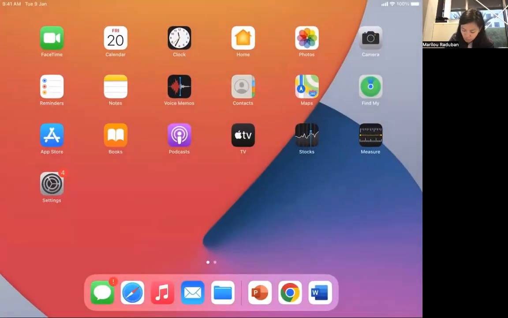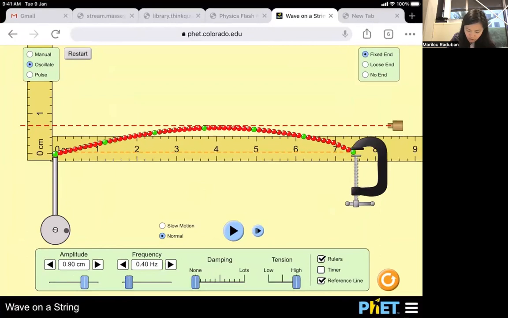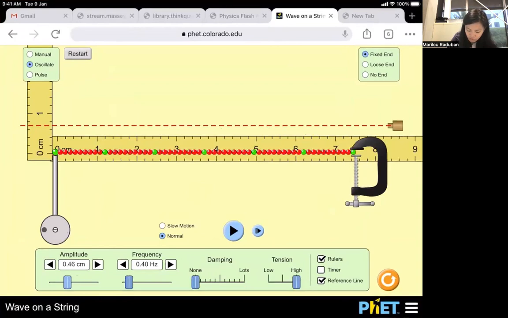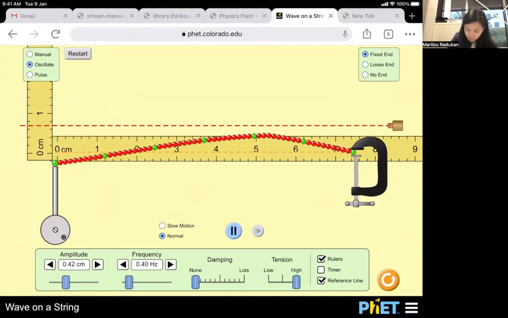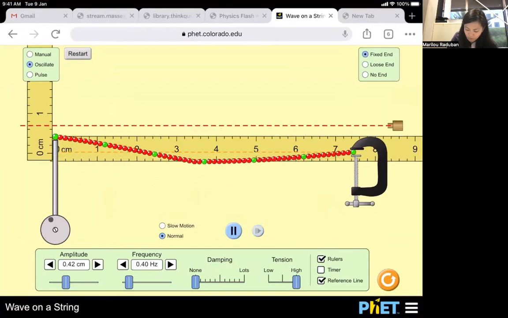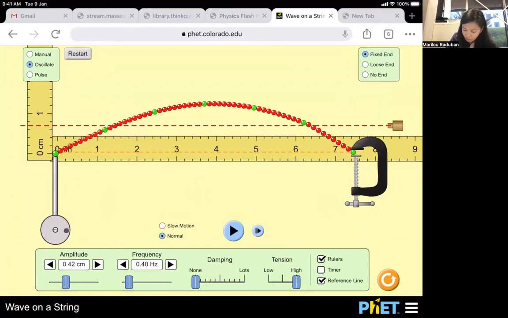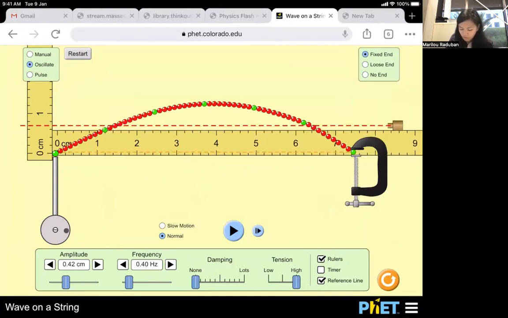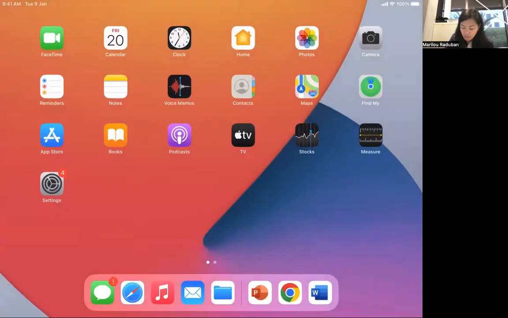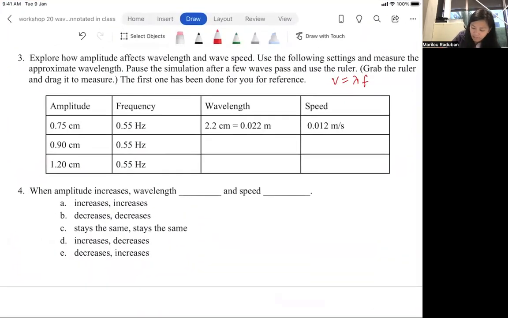So the amplitude can of course be changed by changing this, and it will change how vigorously the oscillation will go. So actually, why don't we do that? So that's a small amplitude. Measure the wavelength. And this is just half a wavelength. And then increase the amplitude. You'll find that you'll actually get the same wavelength. The wavelength will not change.